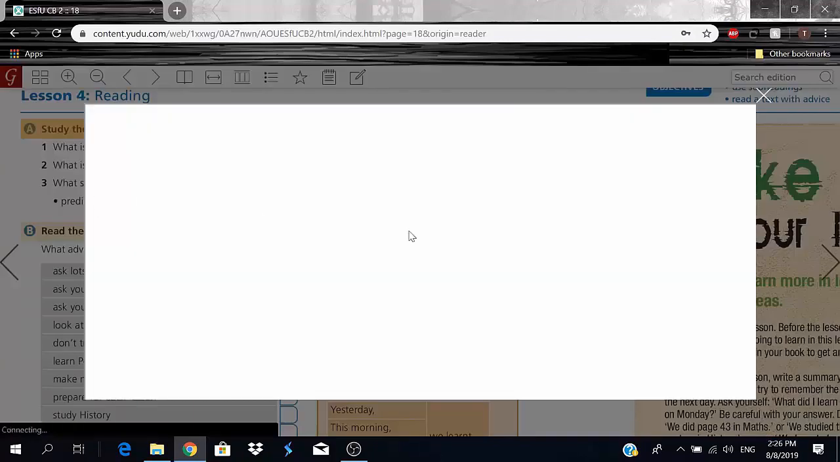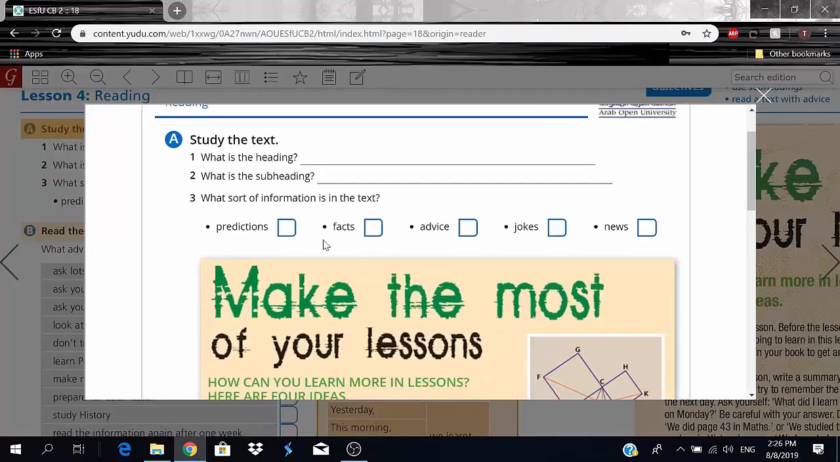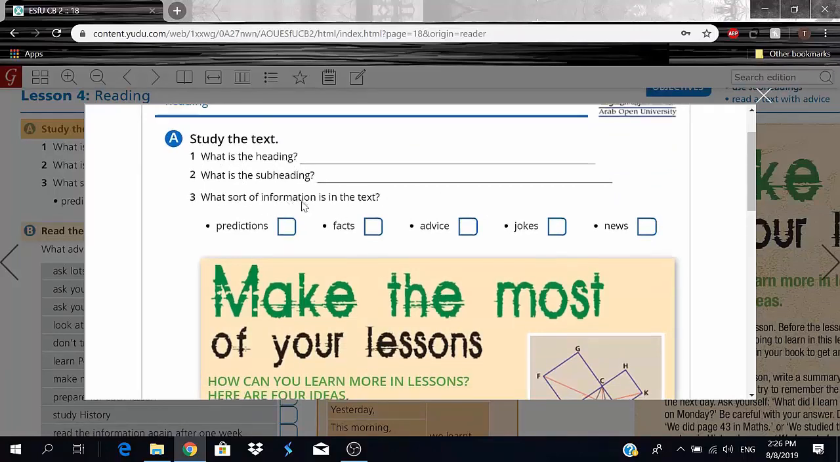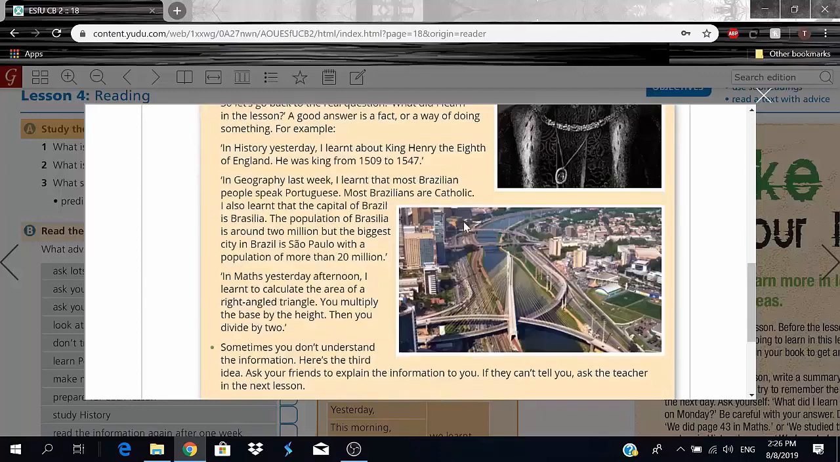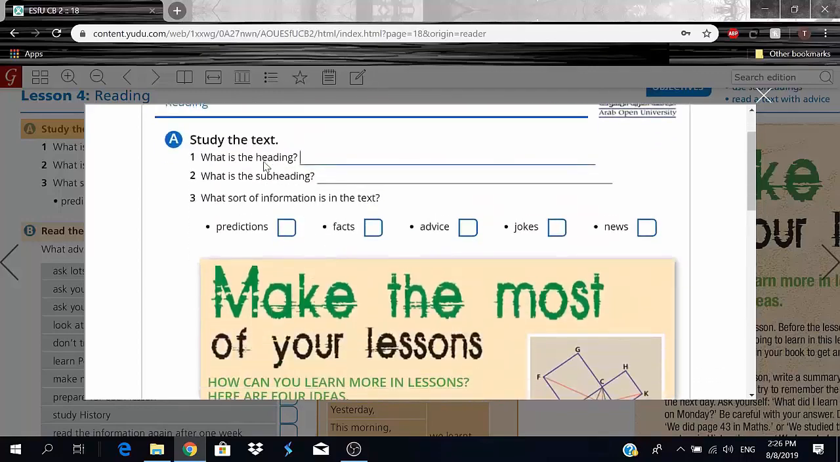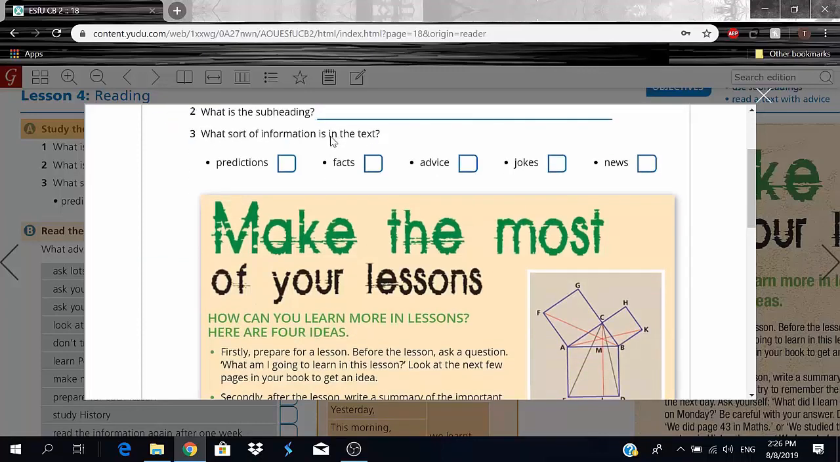Now let's hop into exercise A here. We have what is the heading, what is the subheading, and what sort of information is in the text. Buckle up because we're actually going to be reading all of this. Before we start, let's just write the heading down. So what is the heading? The heading is make, I wrote that wrong. Make the most of your lessons. Then what is the subheading? Let me actually go down here.